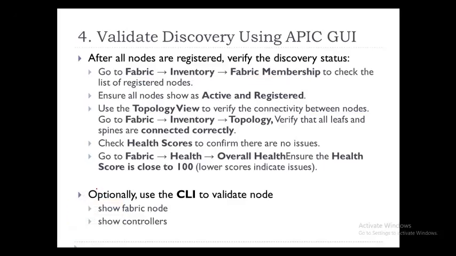For that, go to Fabric Health, Overall Health, and ensure the health score is close to 100. Now on the CLI also you can verify this. Show fabric node and show controllers are the commands. Through CLI, if you say show fabric node, you will see something like this: the node IDs, names, roles, and the IP address given to each fabric member.